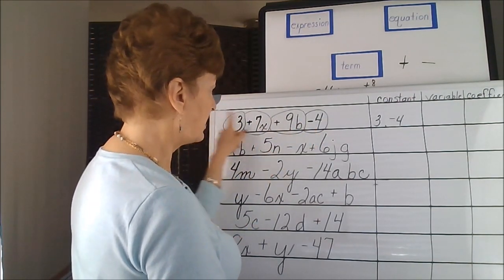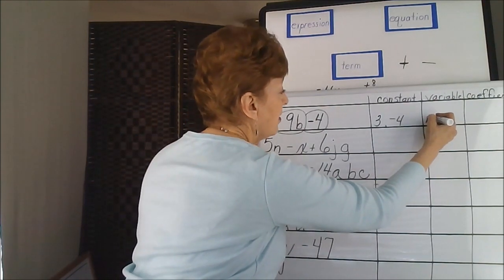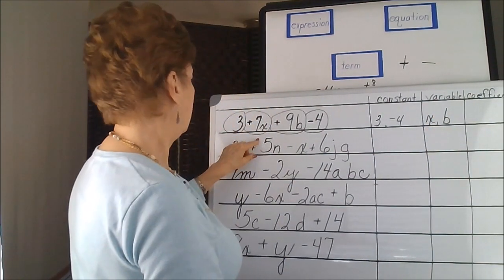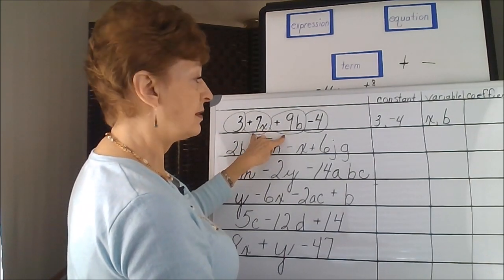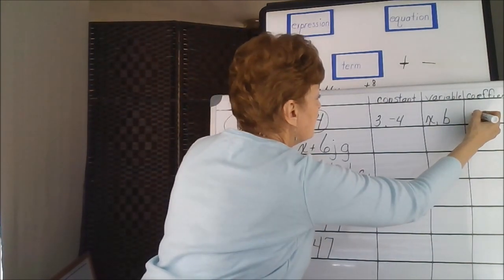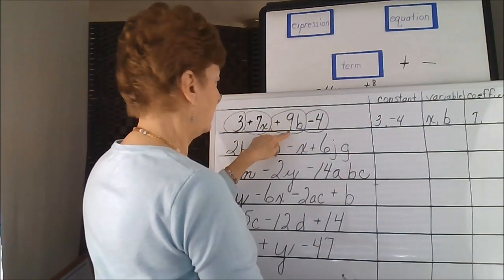The variables in this are the letters X and B. The coefficients would be with the letters. So the coefficients here would be the 7 and the 9.